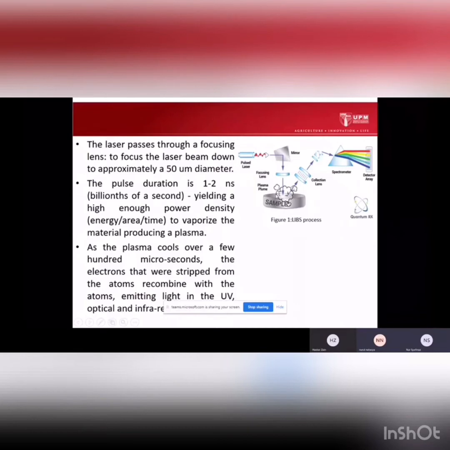Okay, and then we need to let the plasma cool first. Just now, after the plasma plume is formed, we need to let it cool first. As the plasma cools over a few hundred microseconds, the electrons that were stripped from the atom will recombine back with the atom. And that is how the light is emitted after the atoms recombine. So it will emit light in UV, optical and also infrared.